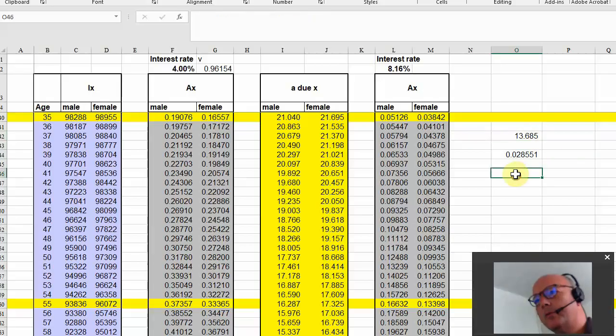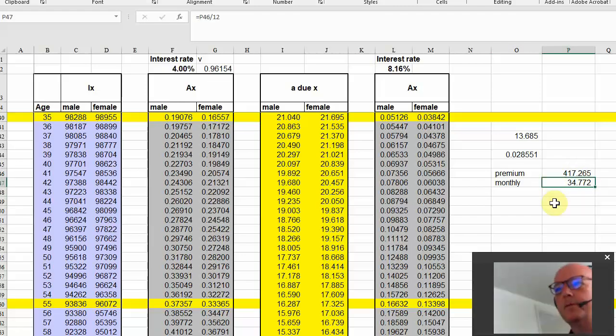So our pure premium equals 200,000 times the assurance divided by the annuity, and that is the annual premium, and then monthly, don't forget, equals that divided by 12. Okay, so a monthly premium of £34.77 to receive £200,000 on death over the next 20 years.